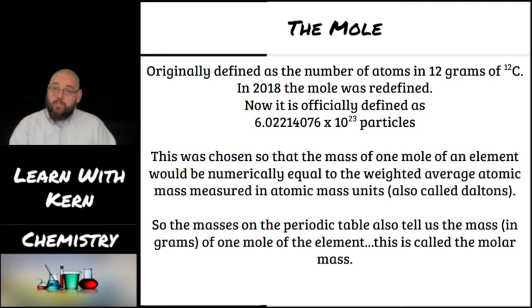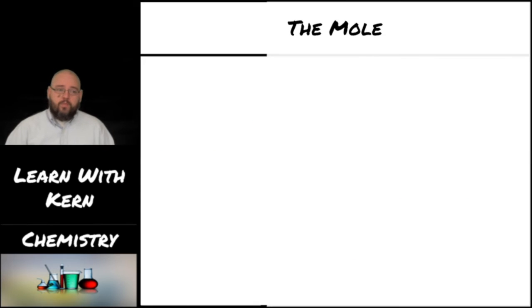So if I have 1 mole, if I have 6.02 times 10 to the 23rd atoms of oxygen, I'm going to have a mass of 15.99 grams. That is what that means. We call that the molar mass. It's the mass of 1 mole.